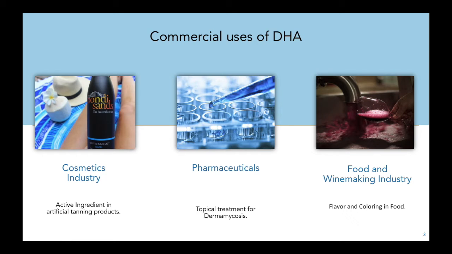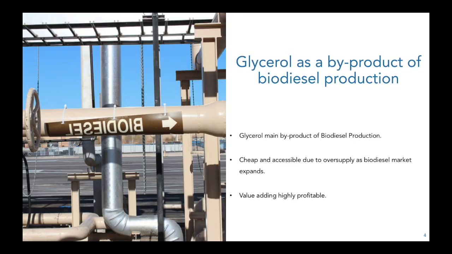Aside from the cosmetics industry, DHA is used in the pharmaceuticals industry and was originally developed as an alternate source of glucose for diabetic patients in the 1950s. The food and wine industry uses of DHA mainly include flavouring and colouring of products. The compound can be obtained from plant sources such as beets and sugarcane or chemically synthesized.